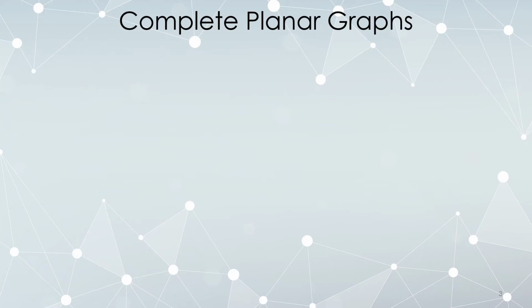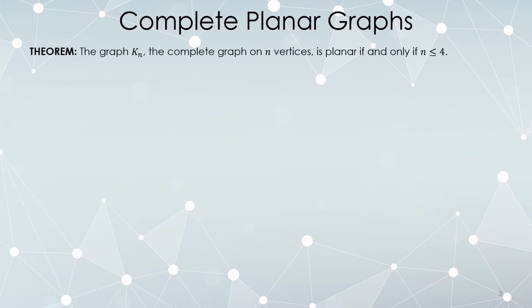In our discussion of planar graphs, we're going to begin with complete graphs. So remember that in a complete graph on n vertices, any 2 vertices you pick have an edge between them. So a complete graph on 3 vertices has 3 vertices and all possible edges, just without multi-edges. Well, which of these graphs are planar? The graph K sub n, the complete graph on n vertices, is planar if and only if n is less than or equal to 4. So with 0 through 4 vertices, you can draw a version of that complete graph with no edges crossing. With 5 or more vertices, you cannot.